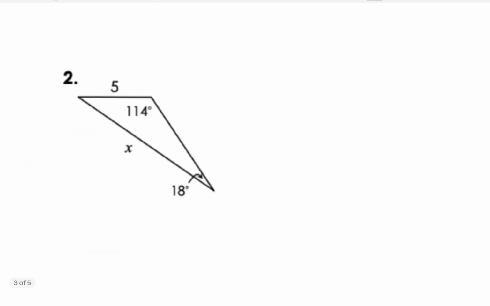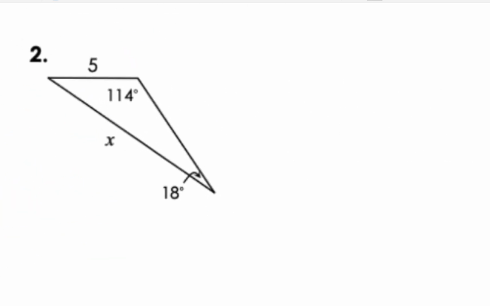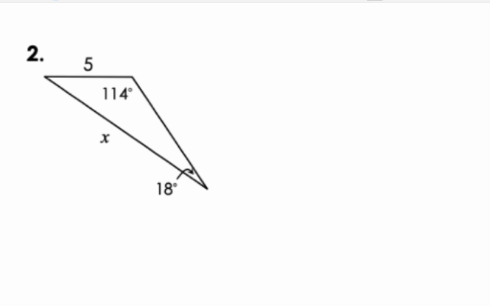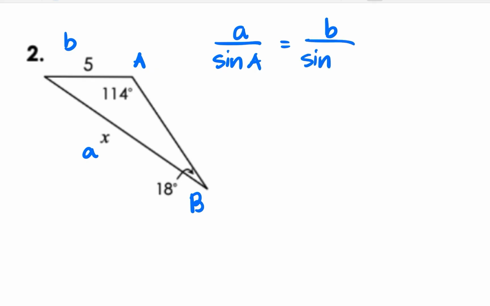All right, let us try another problem. Okay, so first thing is to label the given information. So I'd like to make my 114 as my big A. My corresponding side is small a. This is my big B, and this is small b. So that's a over sine capital A equals b over sine capital B.